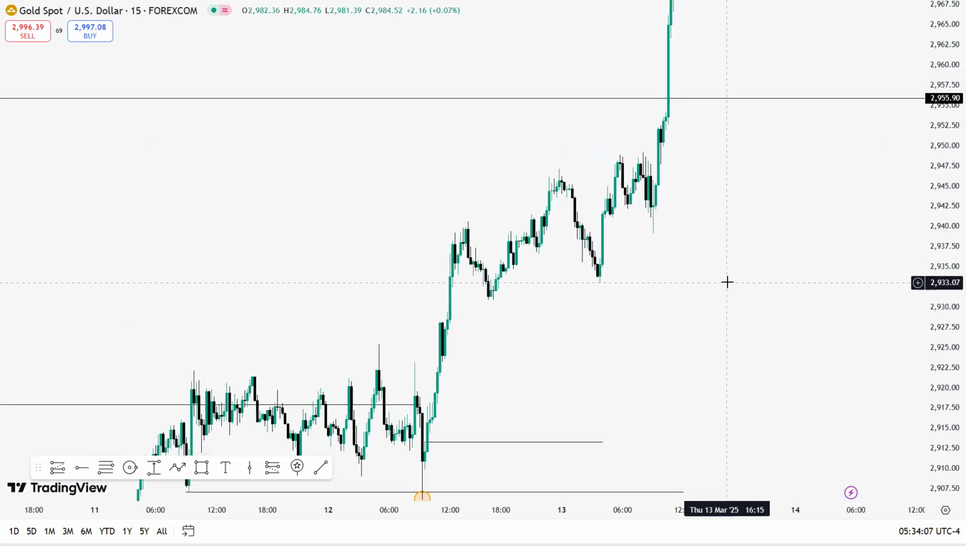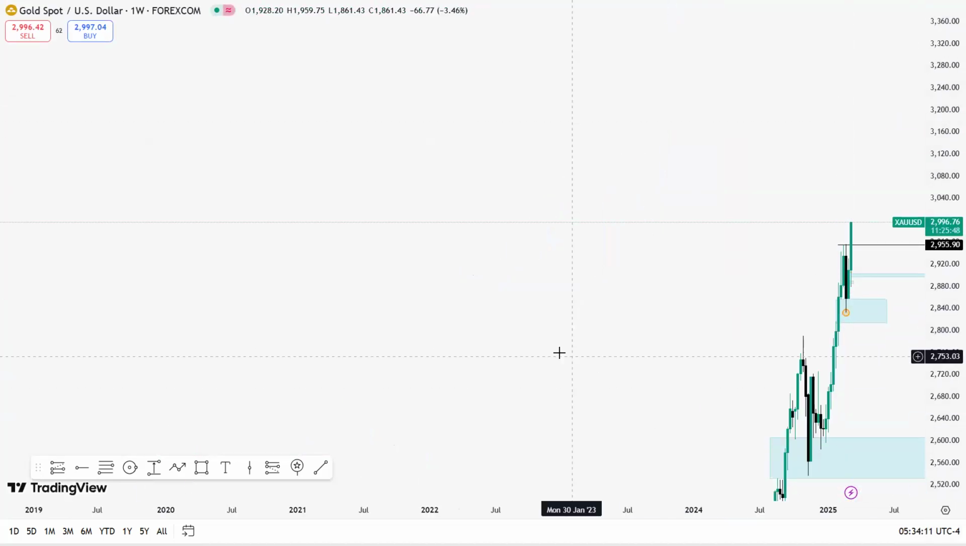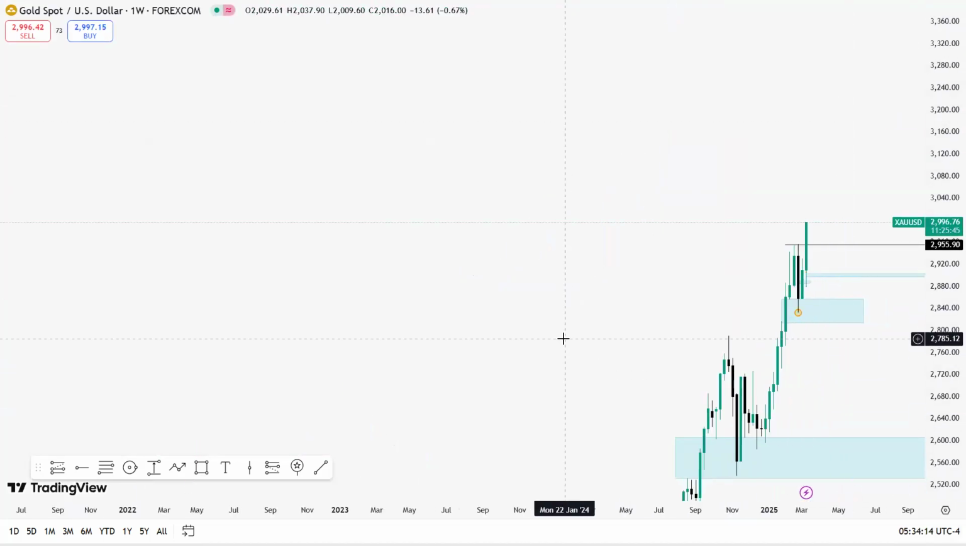Okay, so what am I looking at on gold at the moment? Let's look at the higher time frame. Gold is what? Bullish. We just keep buying gold for now. We buy gold. Gold is bullish.